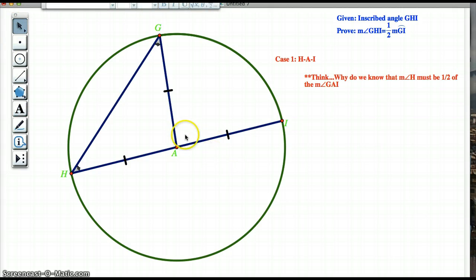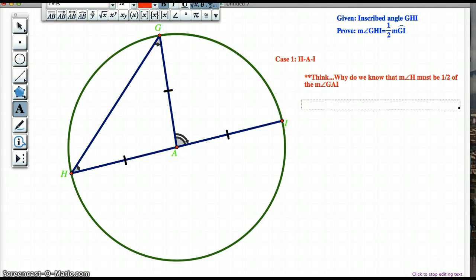Okay, so what does this angle right here have to do with everything? Well, what kind of angle is this? It's an exterior angle. So this angle right here is an exterior angle of this triangle HAG. Well, what do we know about exterior angles? Well, we know that the exterior angle is going to be greater than either remote interior angles. And even more importantly, we know that the exterior angle is equal to the sum of the remote interior angles. So that's the exterior angle sum theorem.